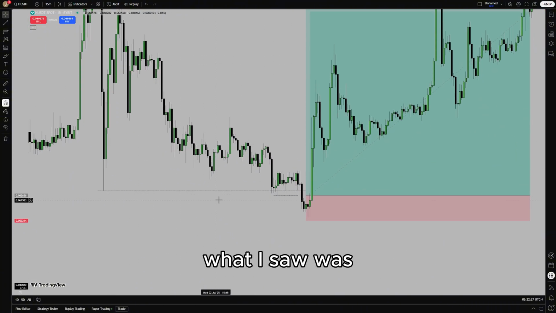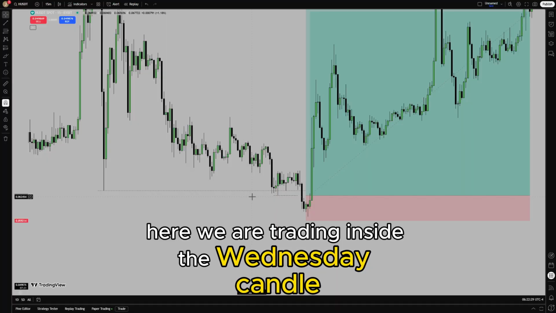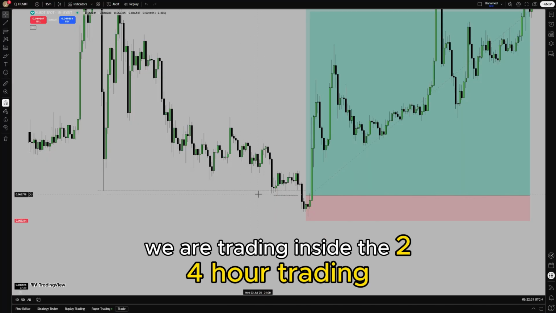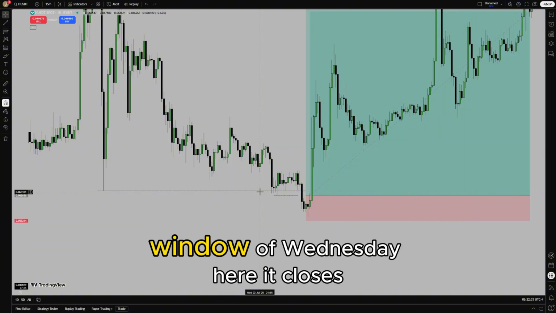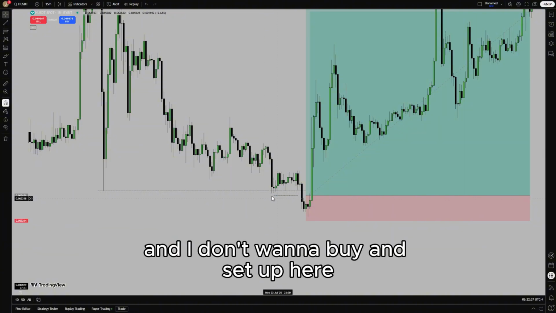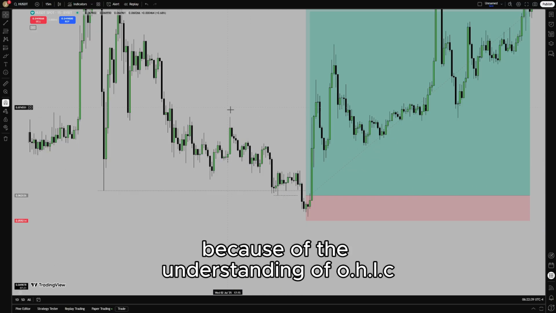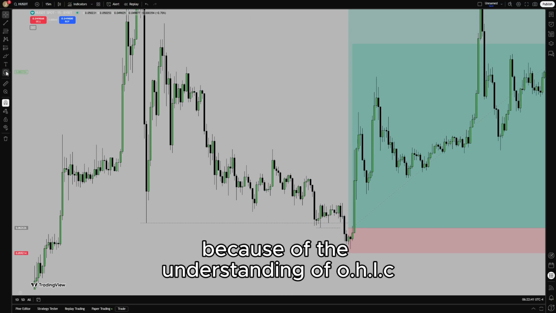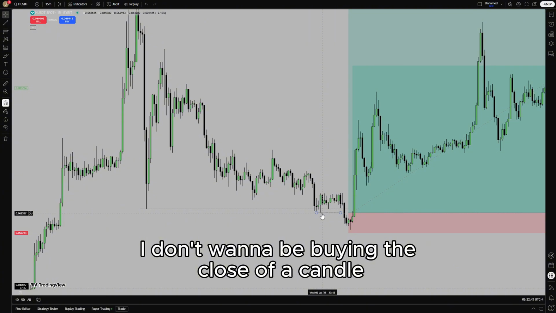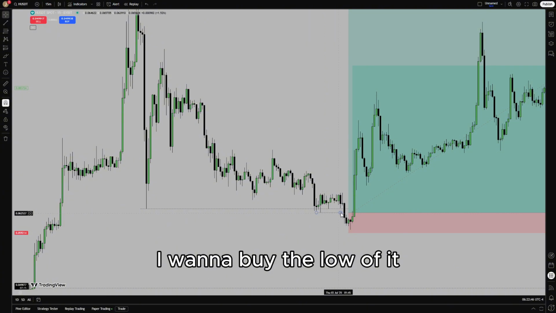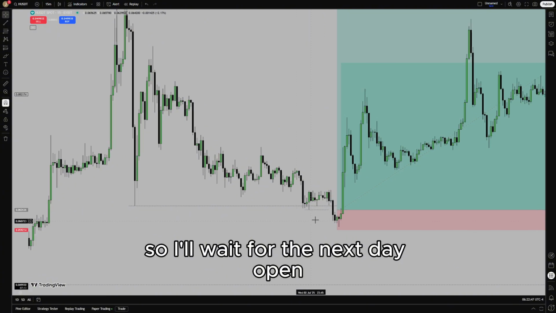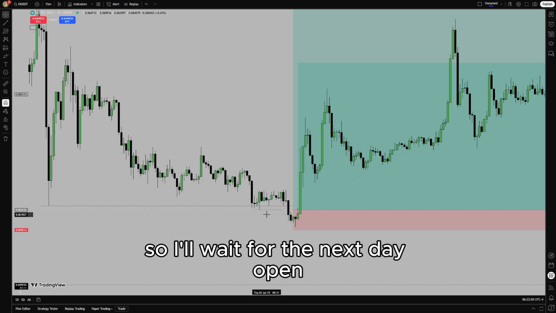What I saw was here, we are trading inside the Wednesday candle. We are trading inside the 24-hour trading window of Wednesday. Here, it closes. And I don't want to buy inside of here because of the understanding of OHLC. I don't want to be buying the close of a candle. I want to buy the low of it. So I'll wait for the next day open.